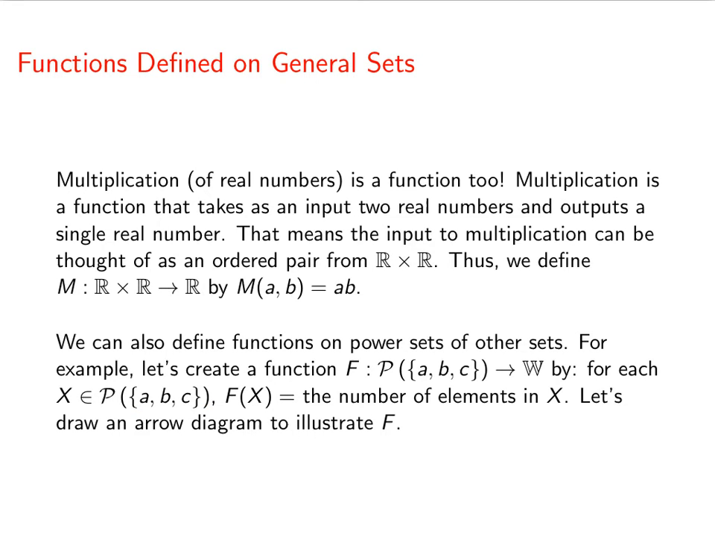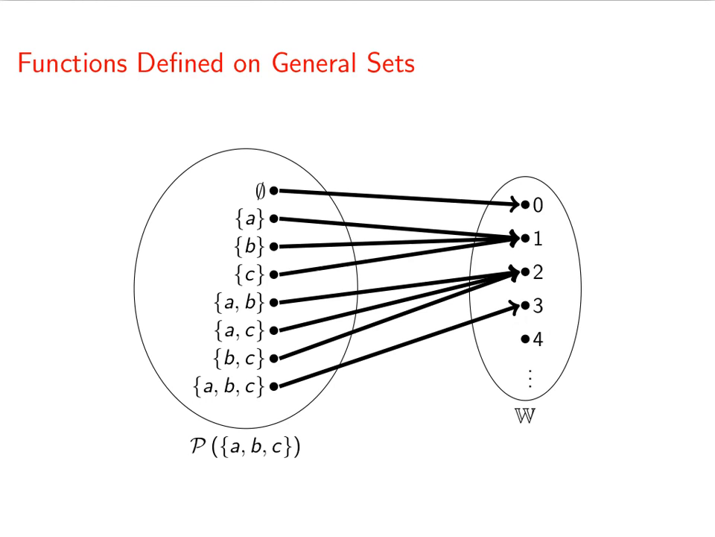All right, let's make an arrow diagram to illustrate f. All right, so at first you think that it might be difficult to draw an arrow diagram because the codomain, which is the whole numbers, has infinitely many things in it. But we're only going to be mapping to the numbers 0, 1, 2, and 3. In other words, the range of our function is finite.